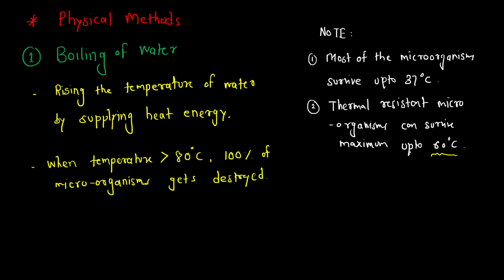We already know that up to 60 degrees Celsius maximum the organisms can survive, and that also only thermal resistant microorganisms can survive. Otherwise all the rest of the microorganisms can survive only up to 37 degrees Celsius. So if we are providing the heat energy to the water so that the temperature is more than 80 degrees Celsius, all the microorganisms get destroyed, and hence this is called disinfection of water.